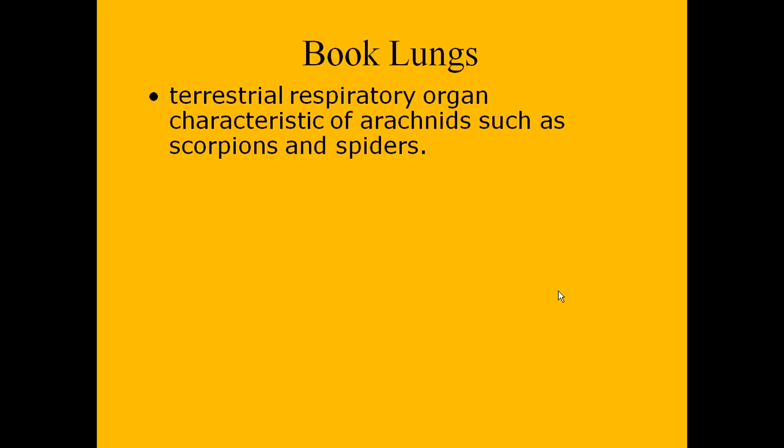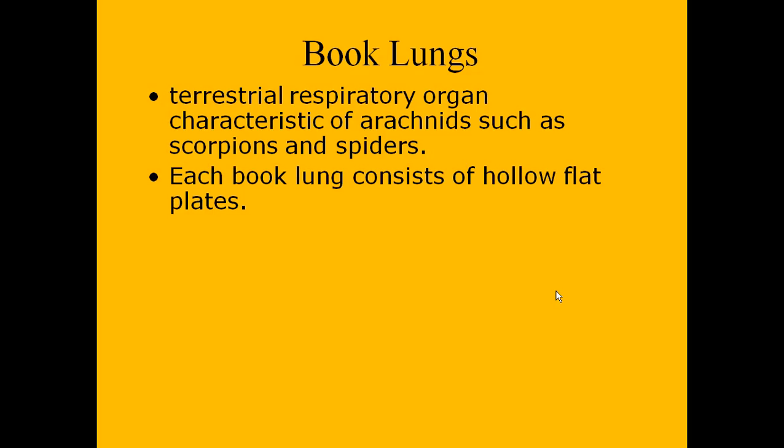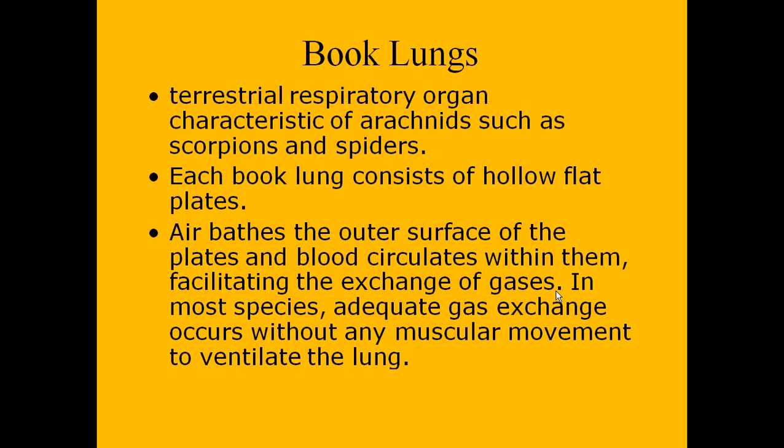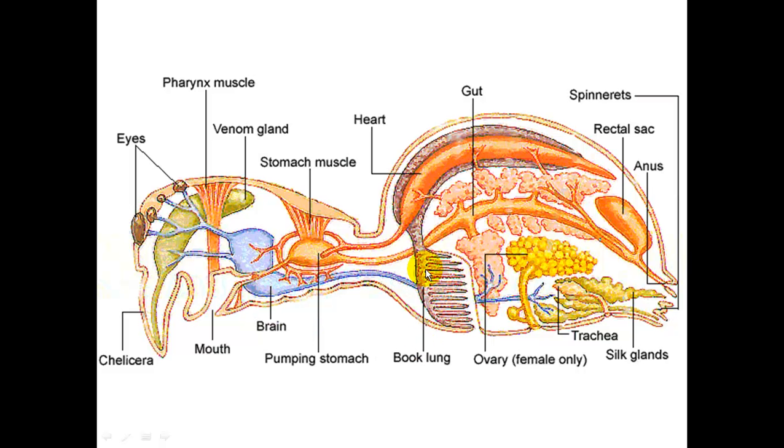Next one are book lungs. This is a terrestrial respiratory organ in spiders and scorpions. Each book lung consists of hollow, flat plates. The air bathes the outer surface of the plates, and blood will circulate within them, and that allows for the gas exchange. In most species, adequate gas exchange occurs without any muscle movement to ventilate the lung. So here's a picture of book lungs. This is a spider, and there are the book lungs right there.